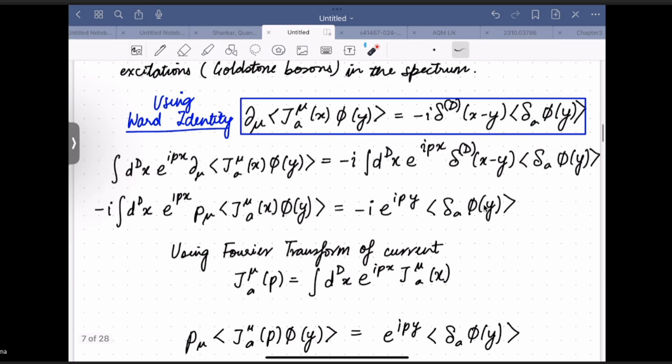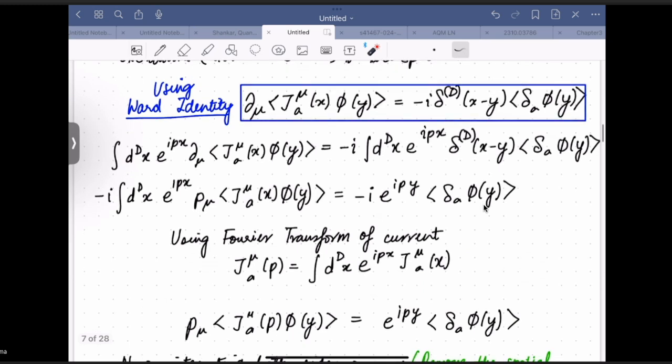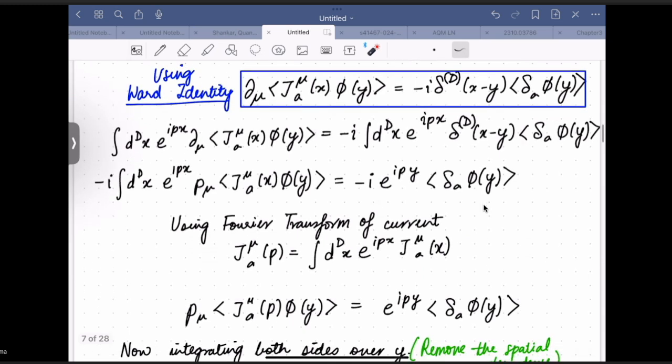To begin with, we'll Fourier transform the LHS and RHS of the equation. Taking the Fourier transform will essentially help us look at the behavior of the system in momentum space. So we take the Fourier transform, we add this e to the ipx, and here too we do the same thing.